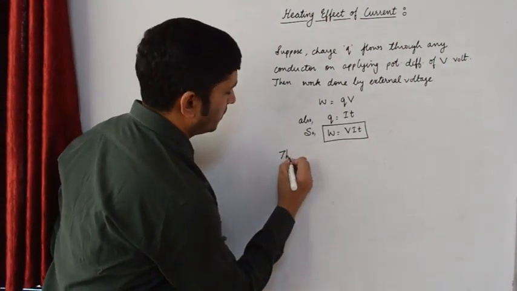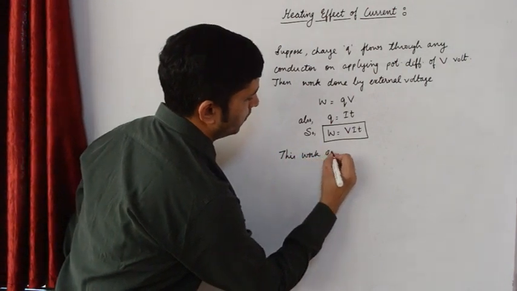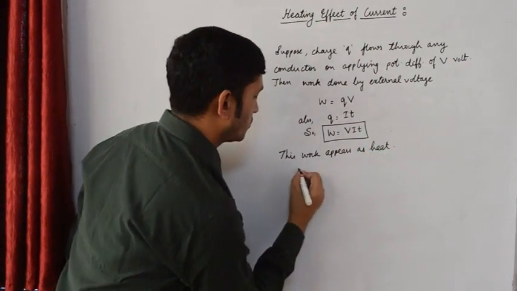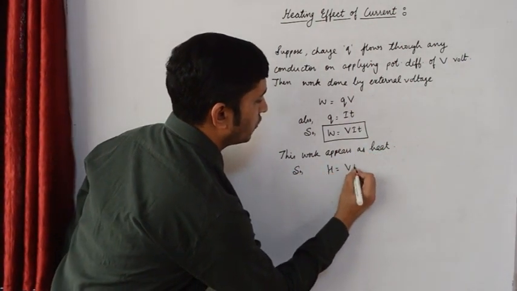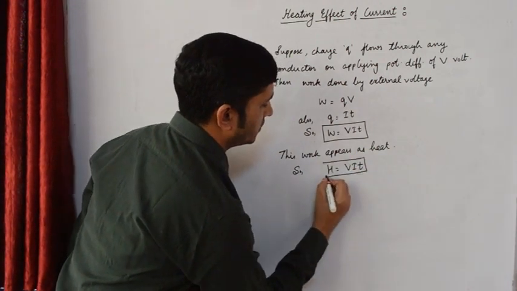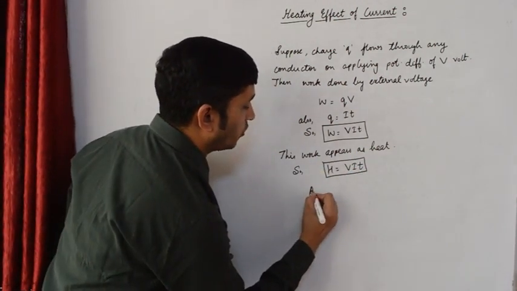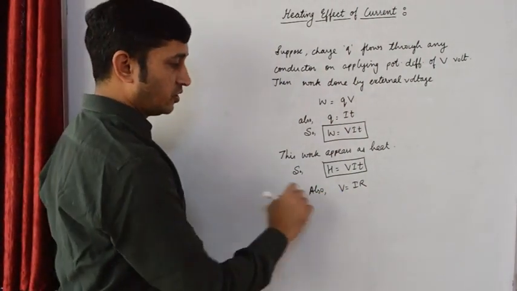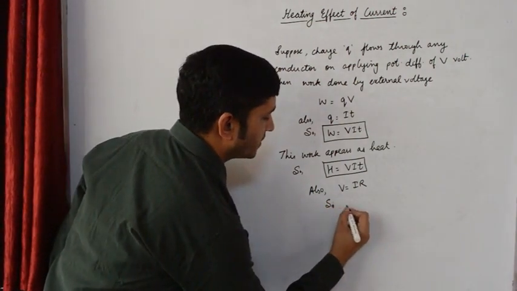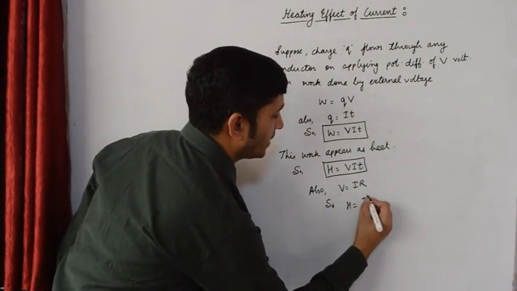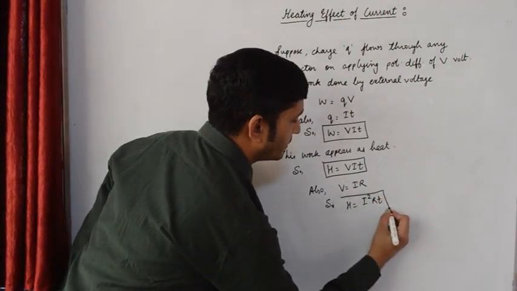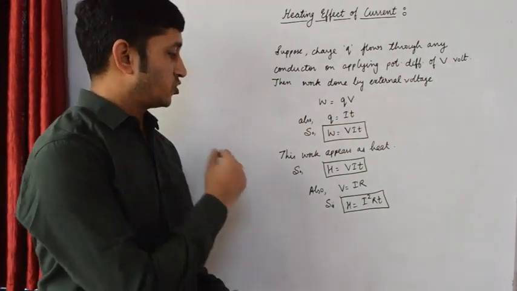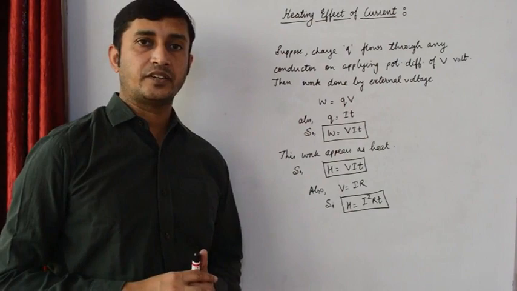So we can write here this work appears as heat. So we can write H is equal to V into I into T. Also by Ohm's law we know that V is equal to I into R. So we can write that H is equal to I square R T. So this equation H is equal to I square R T is known as Joule's law of heating.